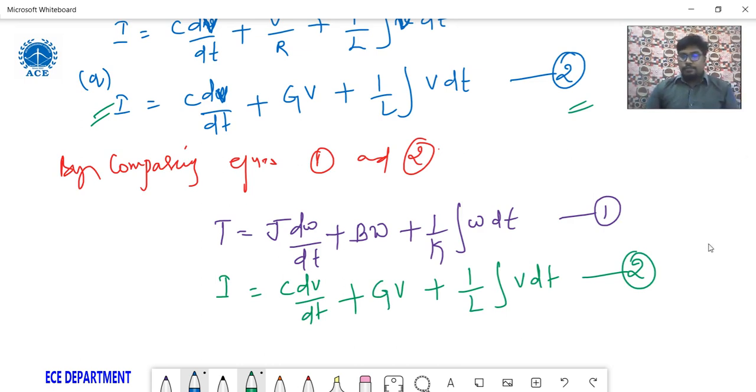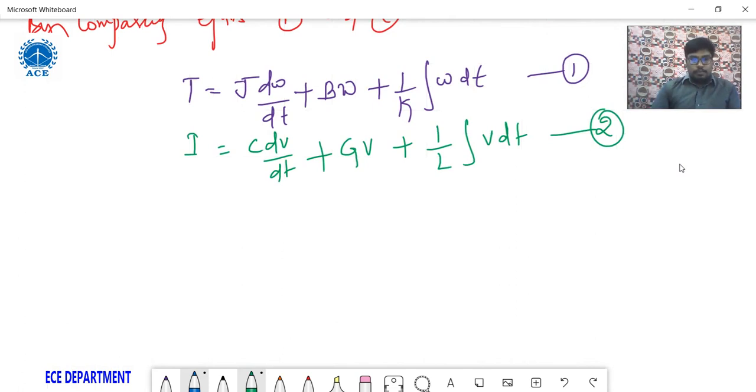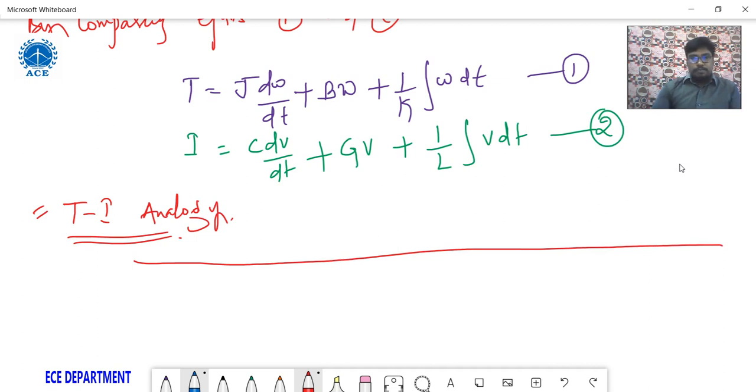Now we will make a table. Now I am taking the TI analogy. You need to remember this TI, the torque current analogy, right? So let us make a table.